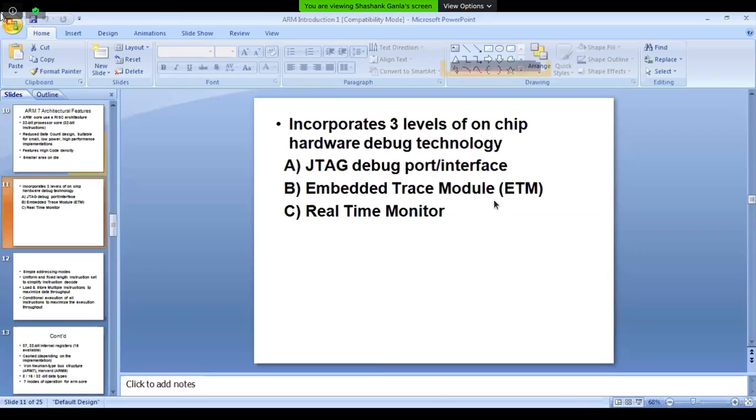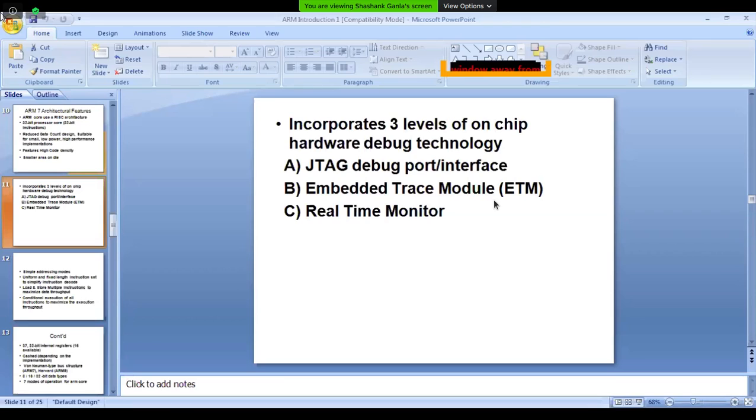Next, you have ETM, Embedded Trace Module, and you have the real-time monitor. The combination of these two debugging techniques helps us to observe the percentage utilization of the CPU for our application. If our application consists of several functions, how much percentage of CPU is utilized when these respective functions are executing? Is it taking 10% of CPU time, or 5%, or 1%, or 0.5%, or 90% of CPU time? So this percentage utilization of the CPU can be observed.